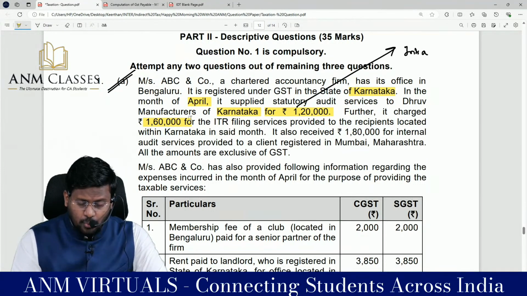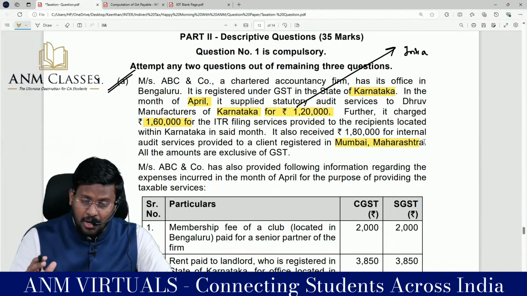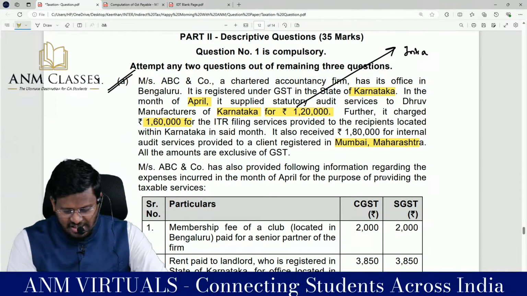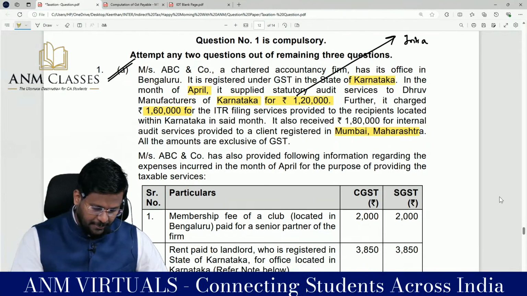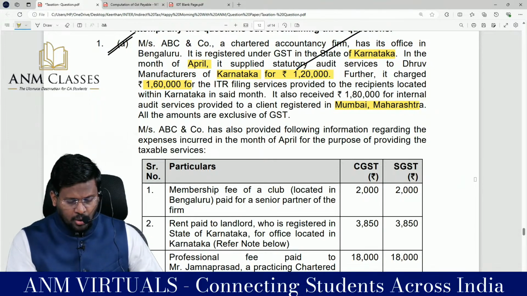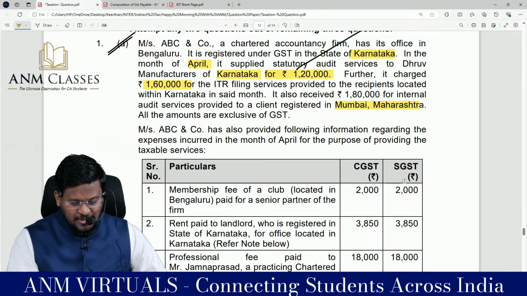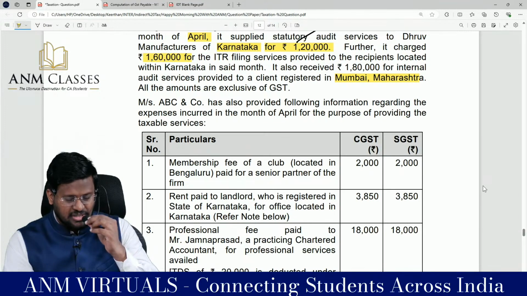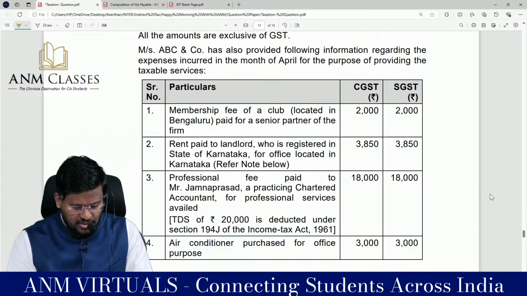It also received 1,80,000 for internal audit services provided to a client registered in Mumbai, Maharashtra. This is an interstate supply, so IGST has to be collected. All the amounts are exclusive of GST. Fine. M/s ABC & Co. has also provided the following information regarding the expenses incurred in the month of April for the purpose of providing taxable services. So these are the expense details, my dear lovable students.